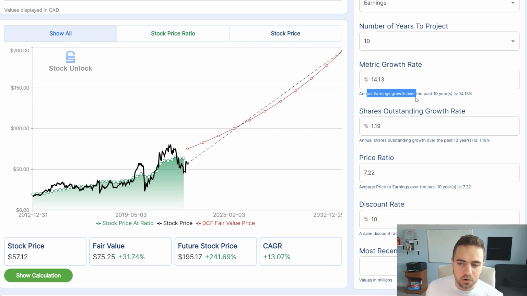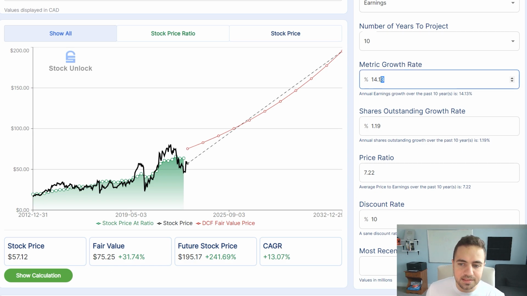So the annual earnings growth for Equitable Bank over the previous decade has been 14%. It's diluted by about 1% annually, and it's traded for a price to earnings ratio of about 7.2. Now, if we project out the performance of Equitable Bank over the next decade, then it tells us that the fair value is about $75 a share, or about 31.7% above where the stock is currently trading.